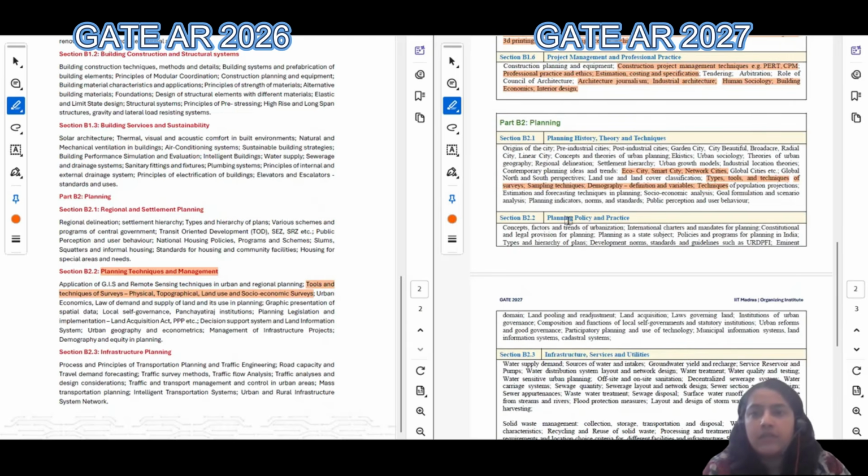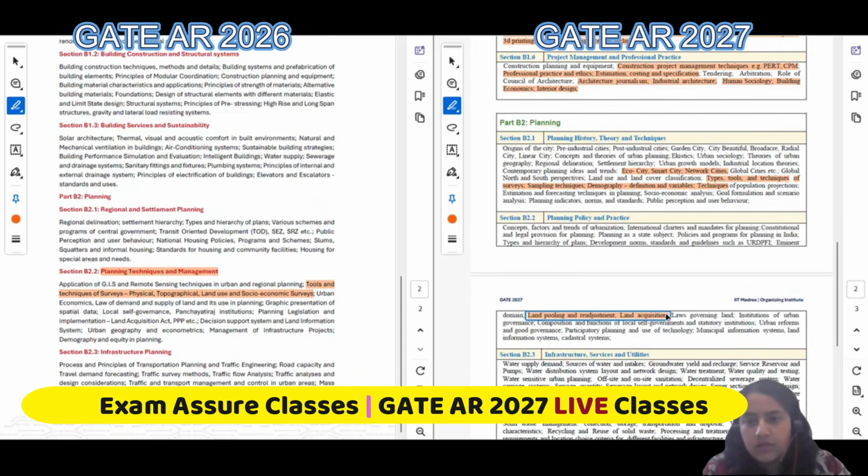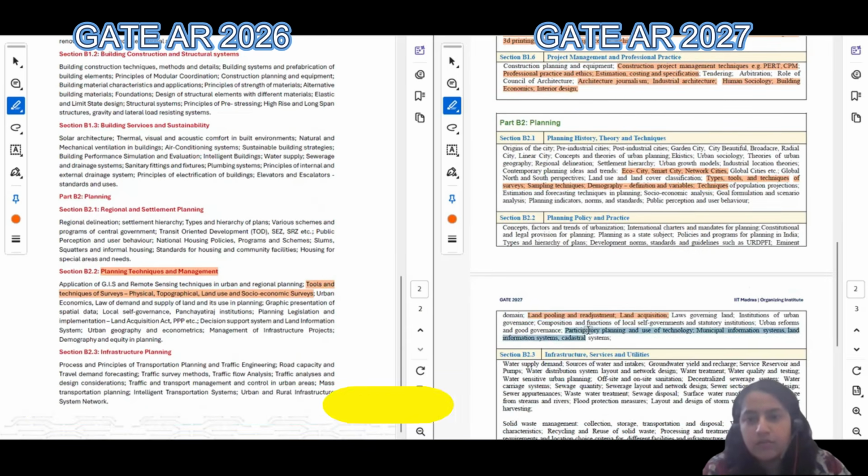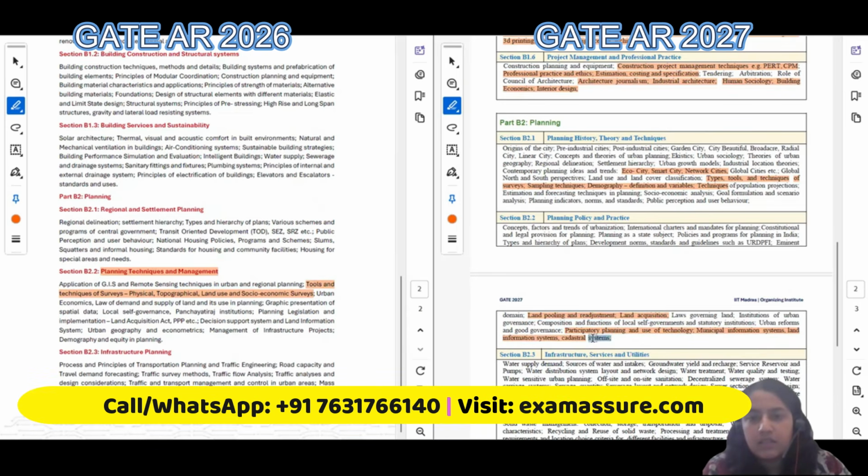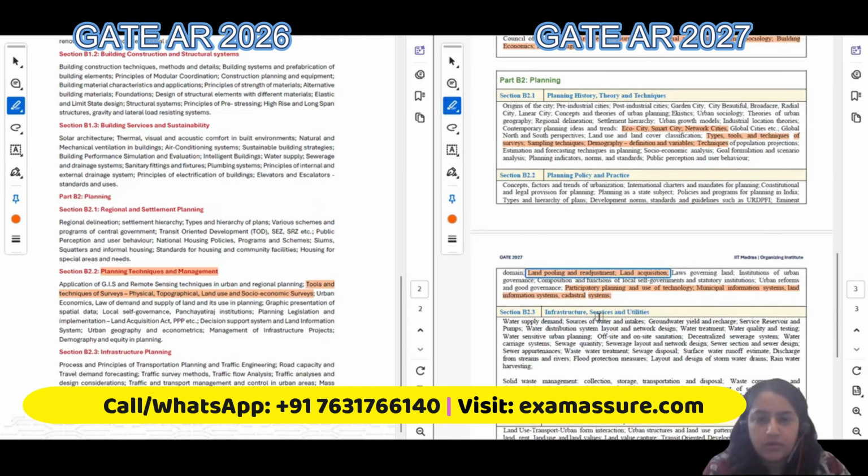Next, we have planning policy and practice. So again, your regional and settlement planning parts of that have been added here. So constitutional legal provisions, planning as a state subject, policies, programs, URDPFI guidelines, land pooling, land readjustment, land acquisition, participatory planning. So again, the syllabus here is more detailed if you look at it.